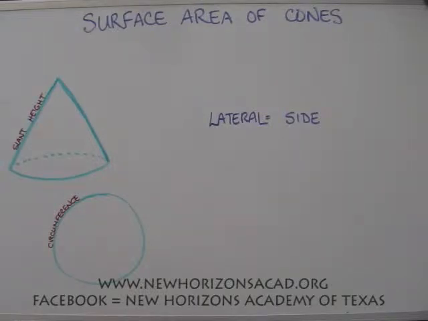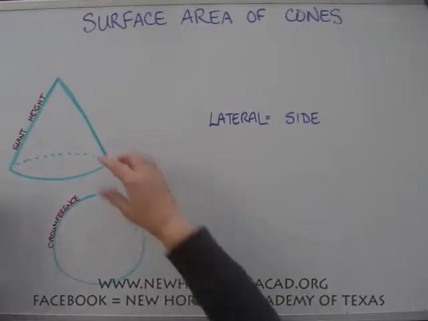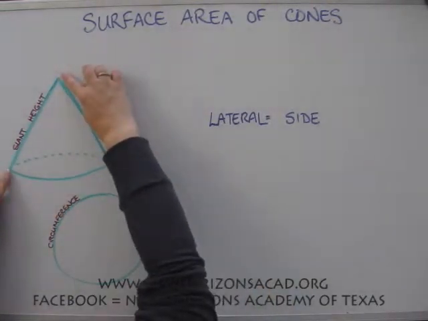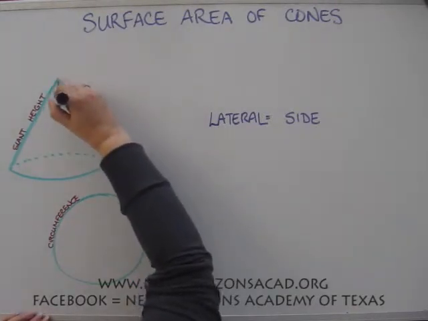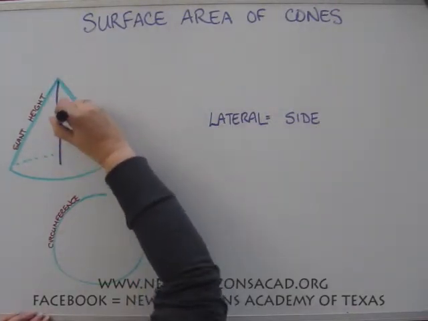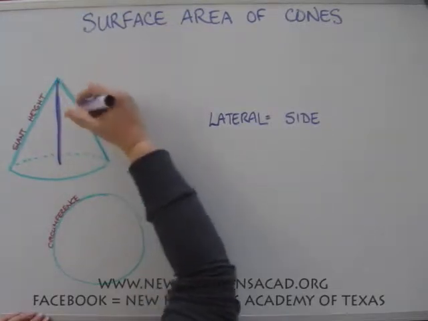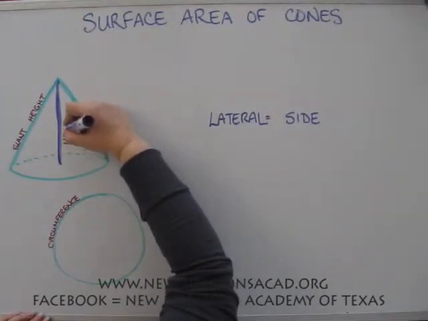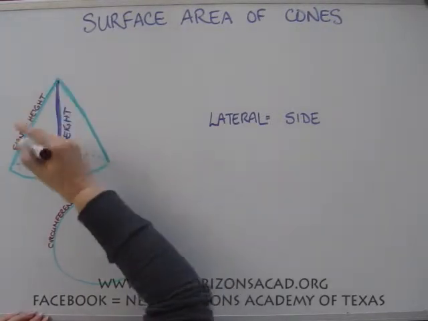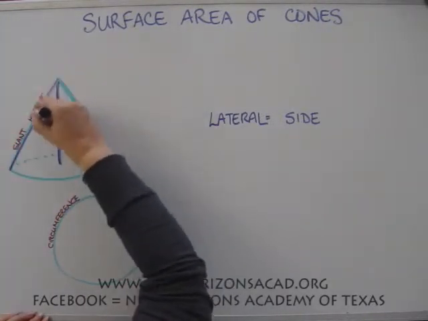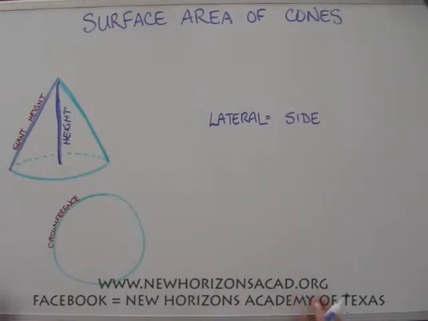Surface area of cones. First, I want to familiarize you with the parts of a cone. This height here is called the slant height, and it is different from a line drawn down the center of the cone. A line drawn down the center of the cone is just called the height. It could be called the altitude of the cone, but that is a shorter line than this line, which is the slant height. You need the slant height to get the surface area of a cone.